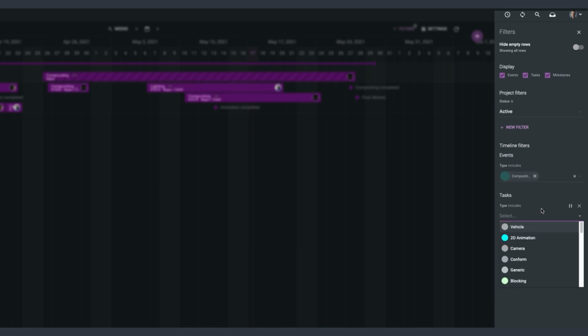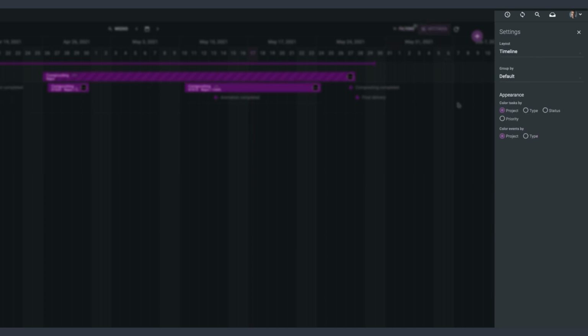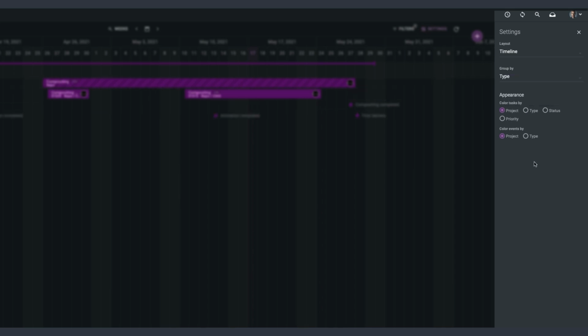Planning with ftrack Studio ensures complete clarity of the resources needed, what will be delivered, and by when. Next, we'll go deeper into the operational side of the project with production tracking of tasks for project deliverables.